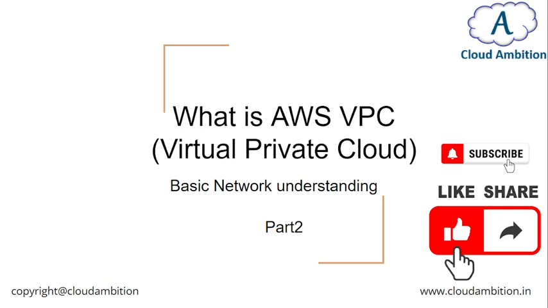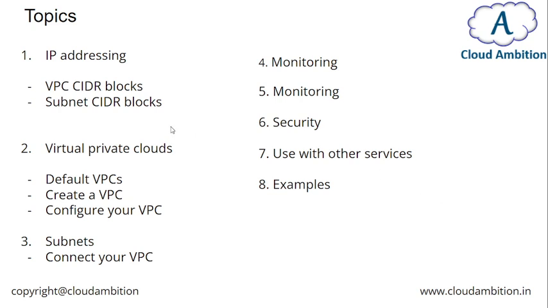So today we are covering what is a VPC. This is the second part. So here is a basic network understanding of VPC. These are the topics I would like to cover. Today we are covering IP addressing. Inside IP addressing: VPC CIDR block, subnet CIDR block, and virtual private clouds under the default VPC, how to create a default VPC, and using the default VPC, how to create our basic infra. Then we'll create our own VPC, and using our own VPC, how we can set up our infra.